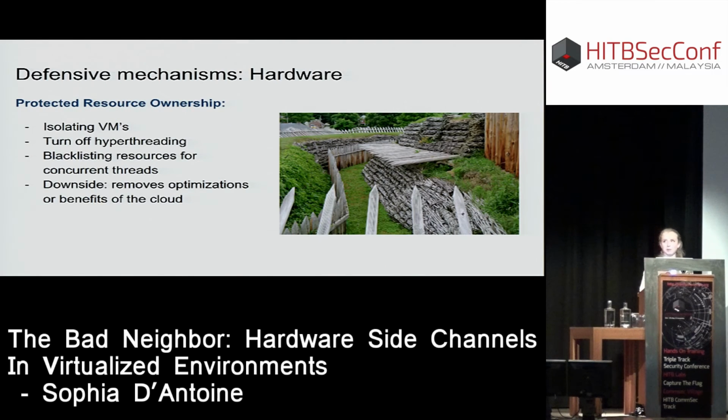All right, so what are some defenses you can use for side channel attacks in the cloud, or against any sort of hardware side channel? Isolating a VM or isolating processes is honestly the most assured way of making sure that your process is protected. But the problem with that is that without hyper-threading turned on or without sharing resources, you do lose a lot of optimizations that are provided by the computer or by the cloud.